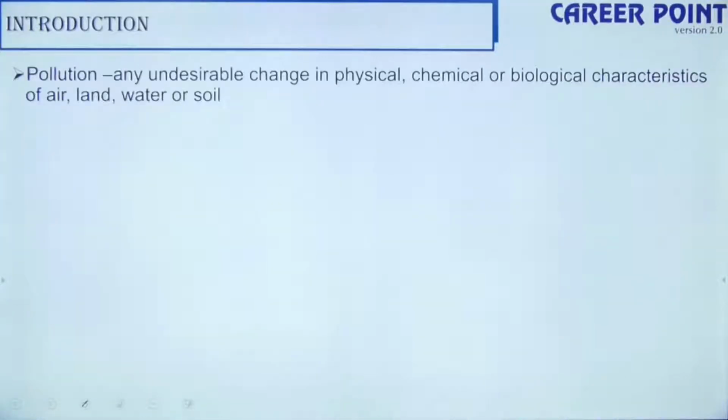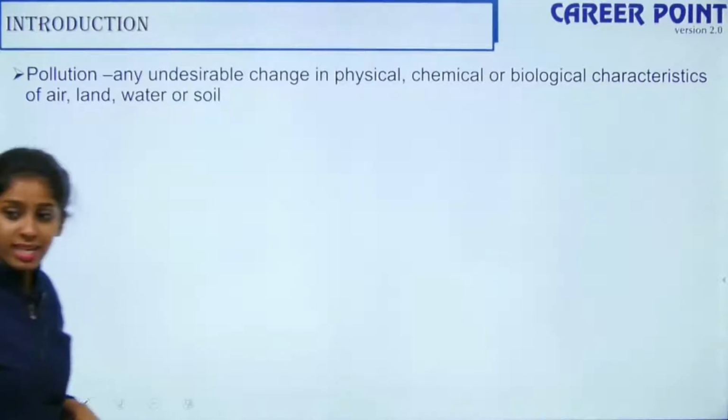Okay. So I guess you all know what is pollution. Pollution is any undesirable change in physical, chemical or biological characteristics of air, land, water or soil. Okay, so here we have Satyendra giving us the exact number.